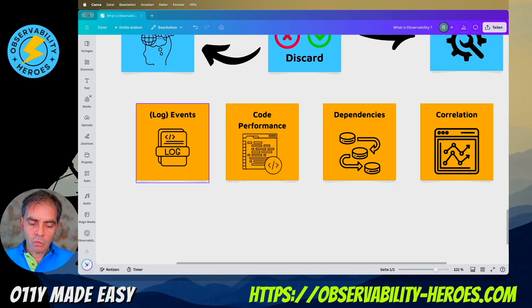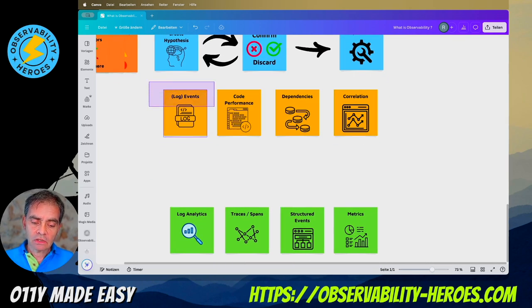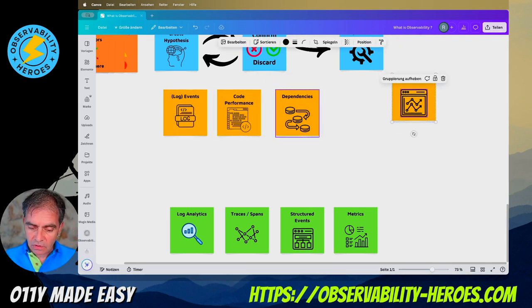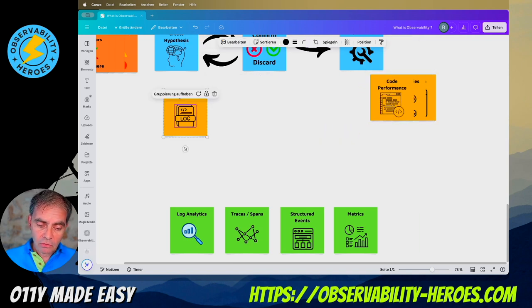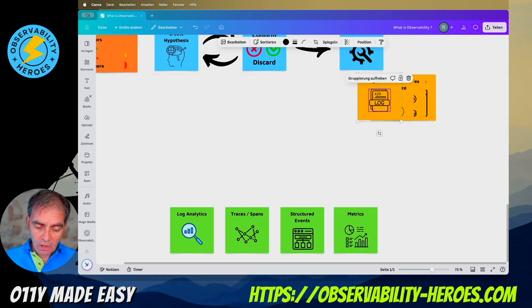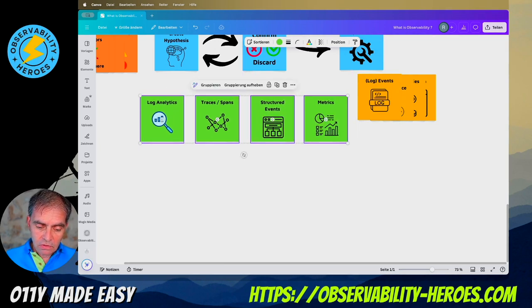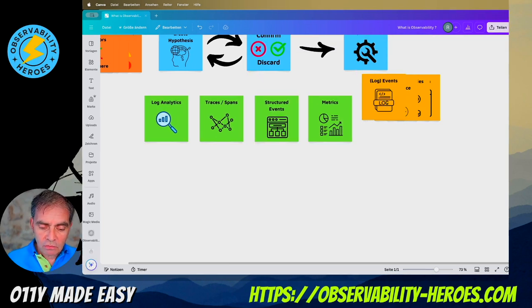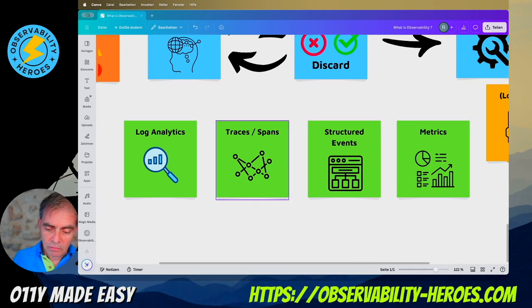So what can we do to get this type of data here? Well, let's put this aside and take a look at how we get that. And that is using modern observability technologies. Let's make this a little bit bigger.